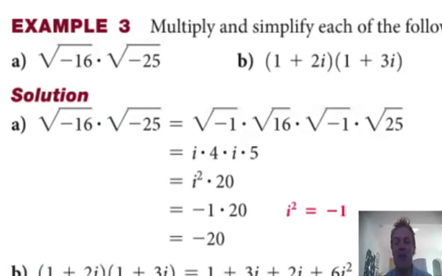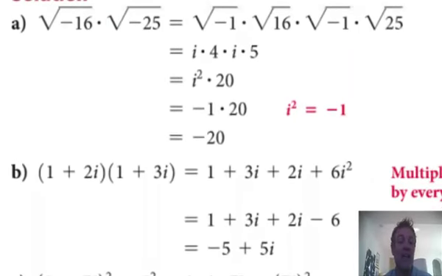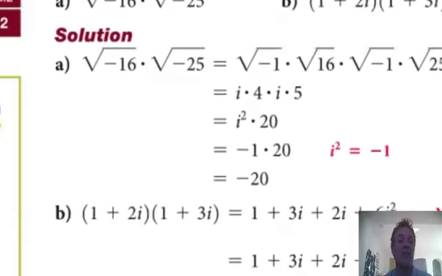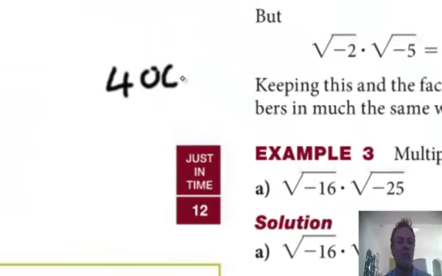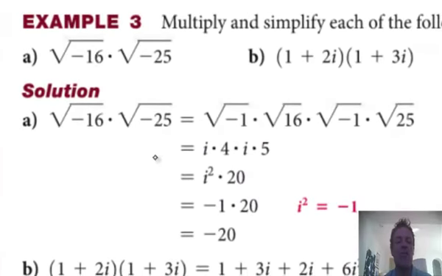Example 3. Now normally you might say that negative 16 times negative 25 is 400. Again, doing it the wrong way. And the square root of 400 is 20. But no, the square root of negative 16 is 4i. The square root of negative 25 is 5i. Well, 5 times 4 is 20, but i times i is i squared. i squared is negative 1, so it's negative 20.